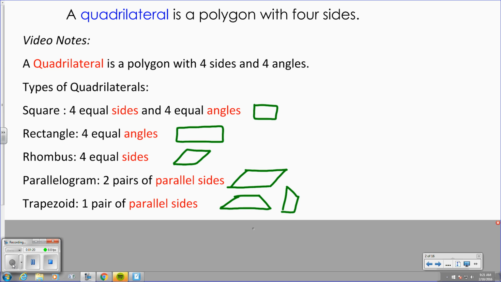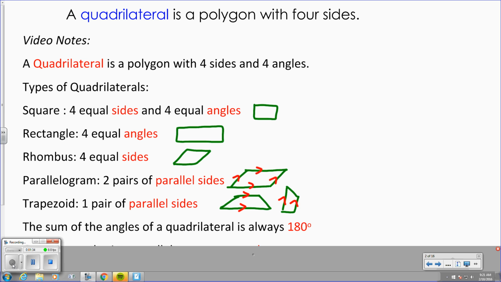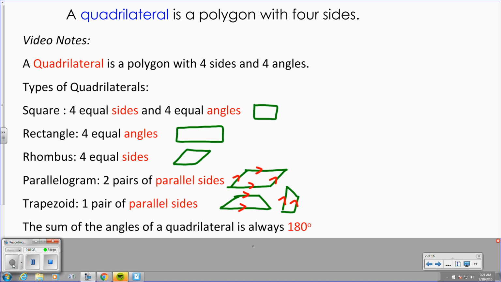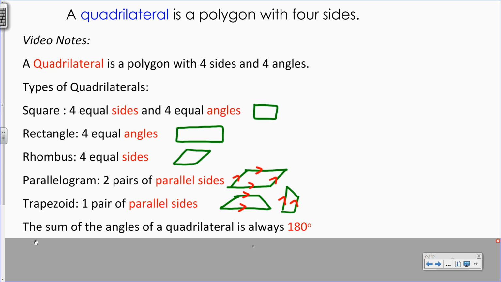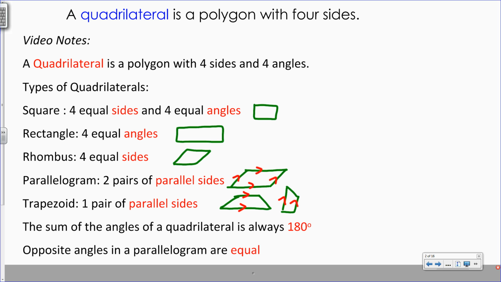The thing to know to mark for parallel is it has little markings like that. That means parallel. Those are parallel. These are parallel. So when you see those markings, you know they are parallel. Now, we learned in the video that the sum of the angles of a quadrilateral is always 180 degrees. And opposite angles in a parallelogram are equal, and that will help you find missing angles.